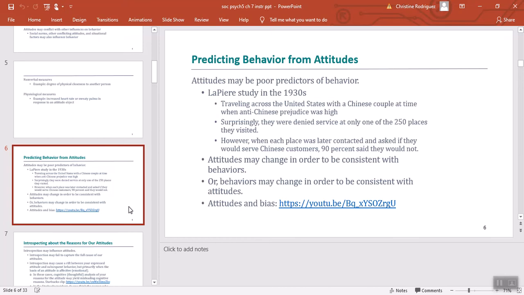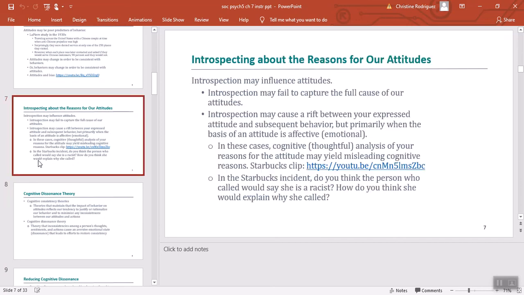However, when the researcher then contacted these places later, and unbeknownst to them, they did not know that this researcher had stayed there with the Chinese couple, 90% of them said they would not allow a Chinese couple to stay at their establishment. Okay, which maybe is good news, because that means that people who hold racist sentiments or attitudes about various groups of people, maybe they don't actually discriminate when they get the opportunity. Maybe. I don't know if we can make that extrapolation, but it would be interesting if that were the case. And there's a video there about attitudes and biases you can watch on your own time.